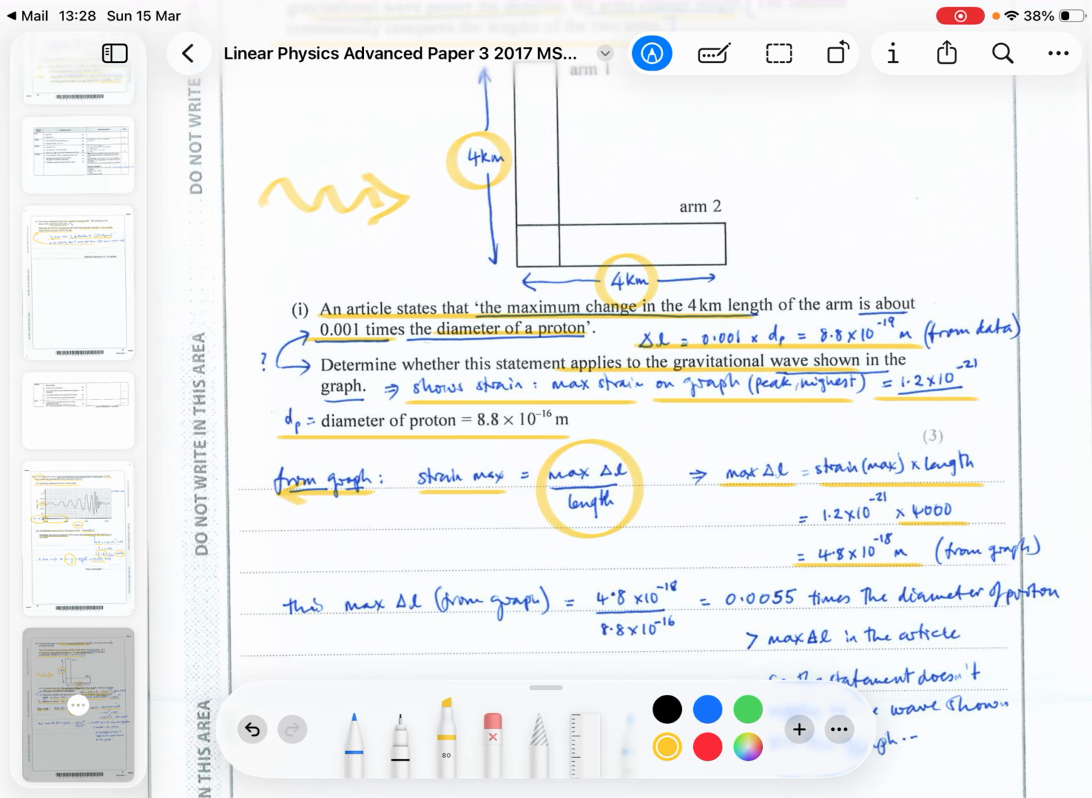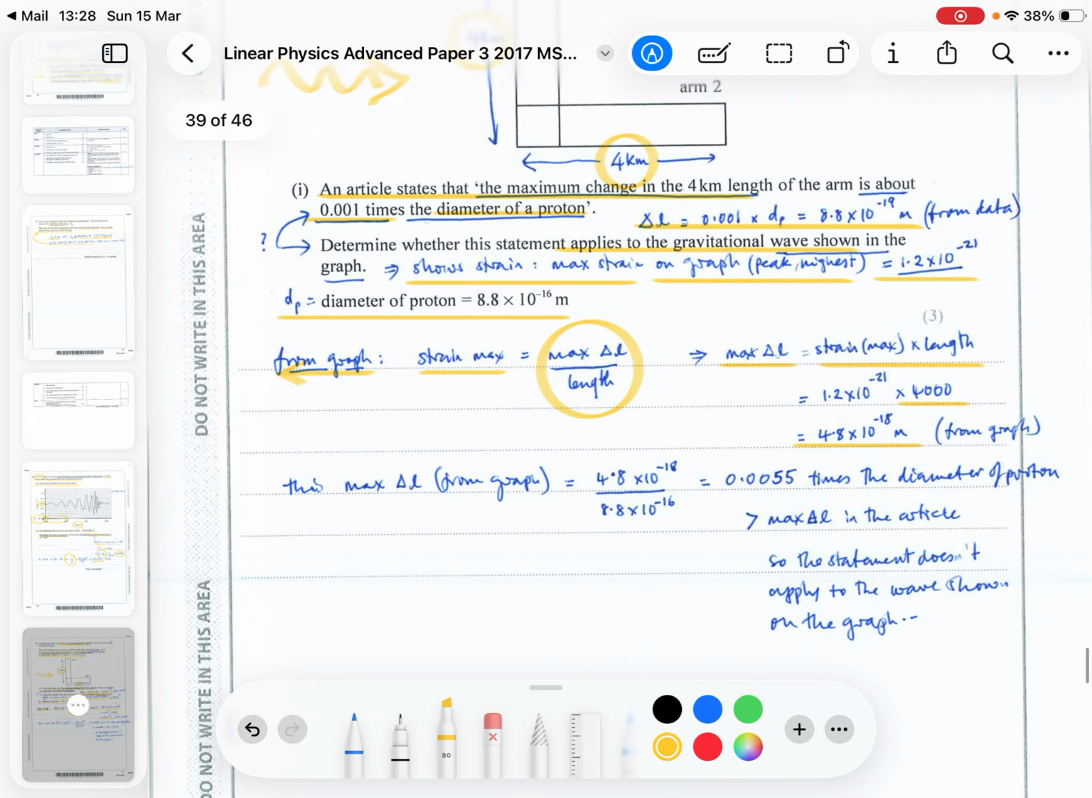Now, is that 0.01 times the diameter of a proton? Divide what we just calculated by the diameter of the proton, given here, and we get 0.0055, which is to 2 significant figures. Is it? No, it's the same number of decimal places, so it's much greater than the diameter of the proton.